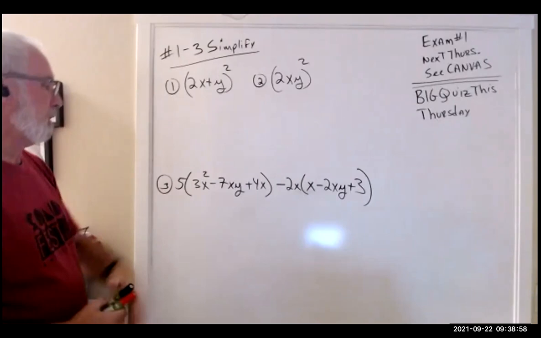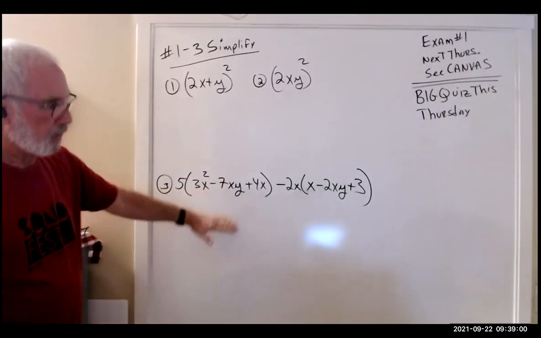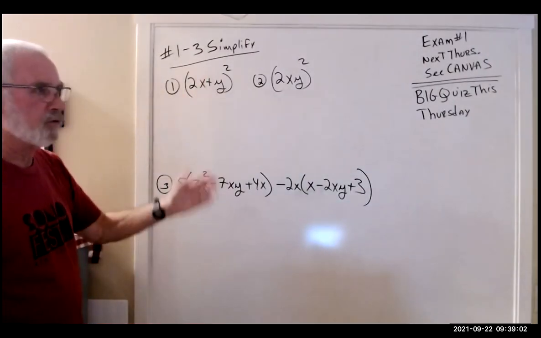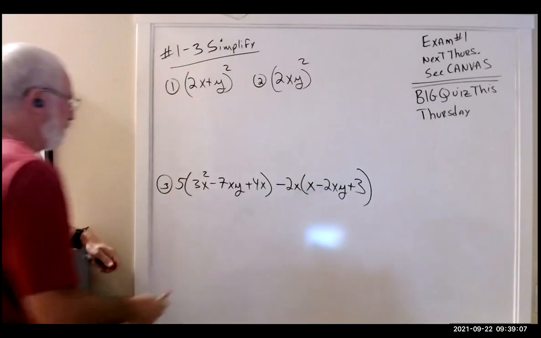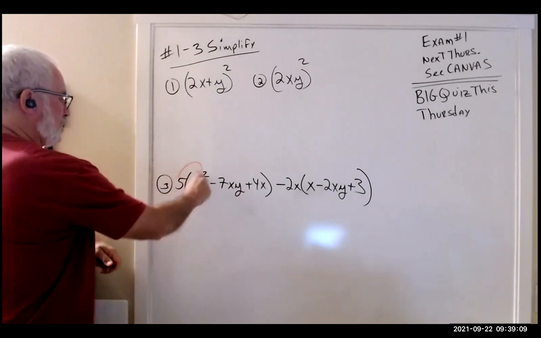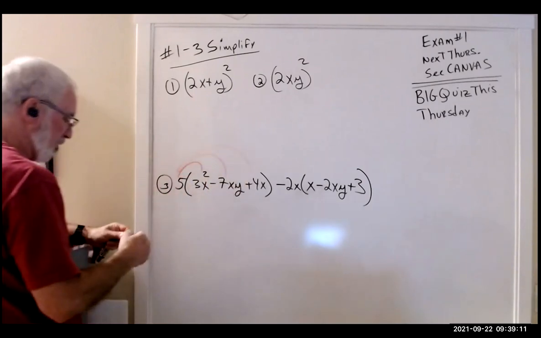Okay, I want to start with the one at the bottom so I can erase it and make room for doing these and some others. Maybe I don't need to, I don't know. So the first thing we want to do is distribute the 5 into here.